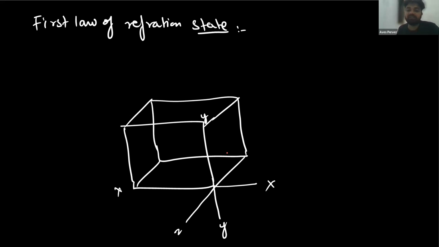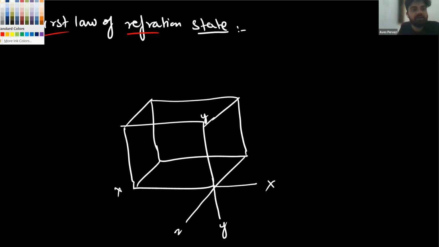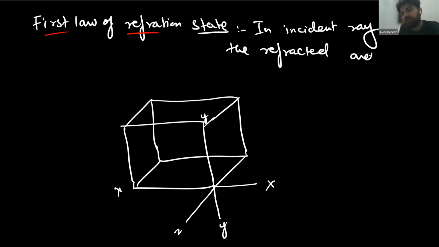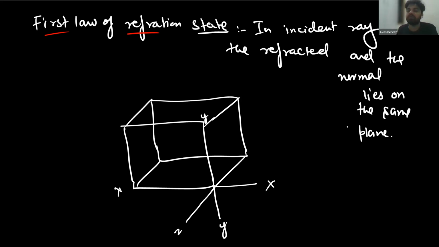So what does it say? Let me explain here. The first law of refraction states that the incident ray, the refracted ray, and the normal lie on the same plane. You understood? Lie on the same plane. So what does it say?